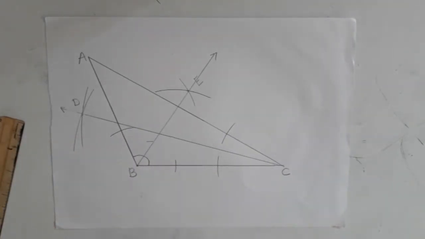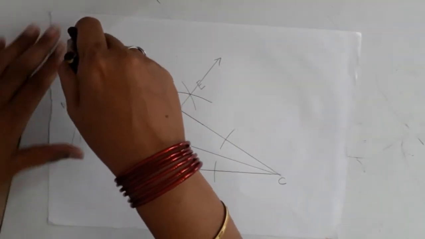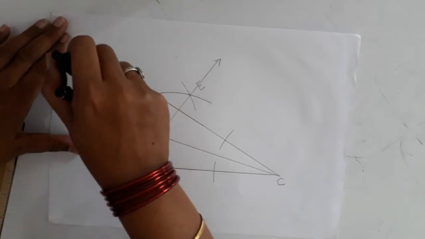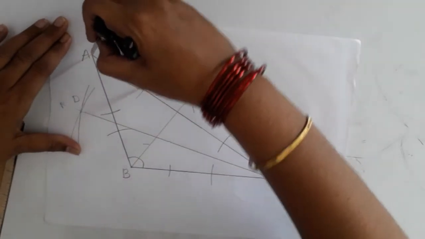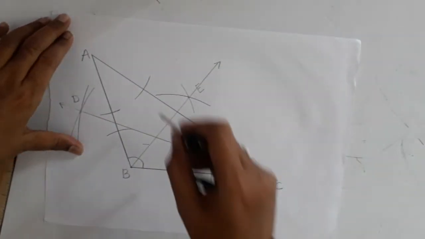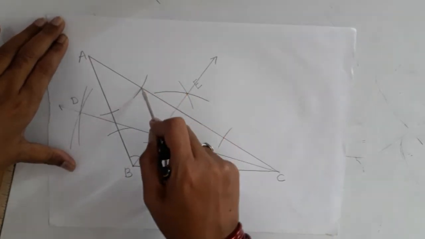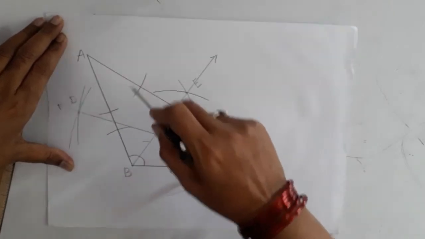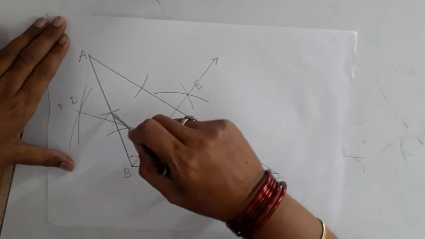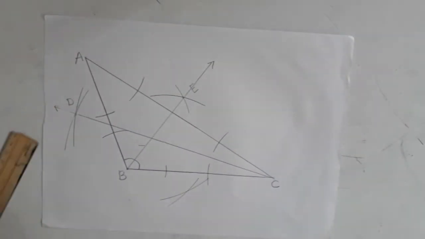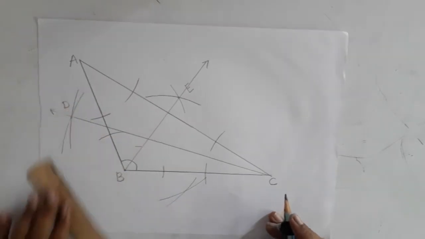Then in the same way, we have to draw last angle bisector of this angle A. See, draw these 2 arcs and increase the distance and draw arcs like this. We get third angle bisector. Okay.